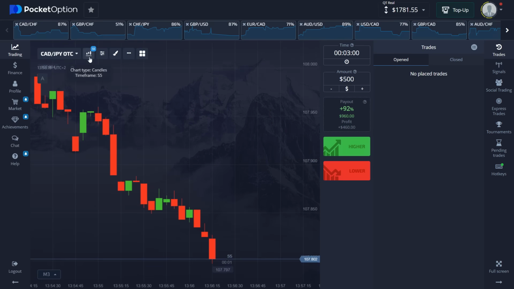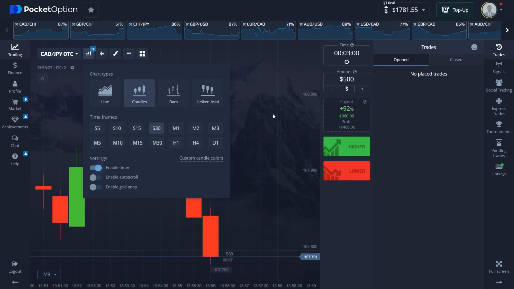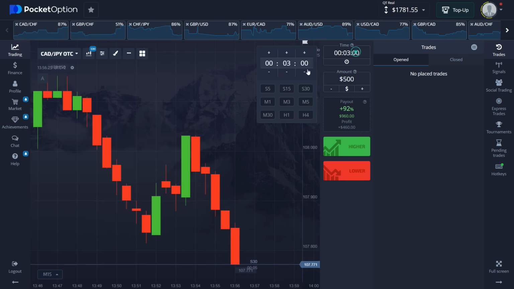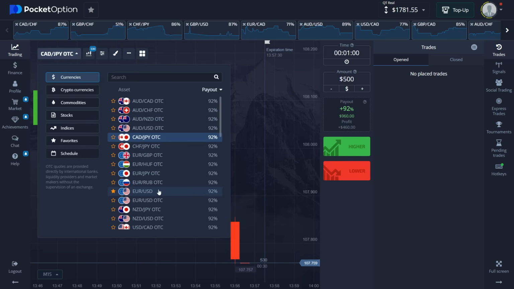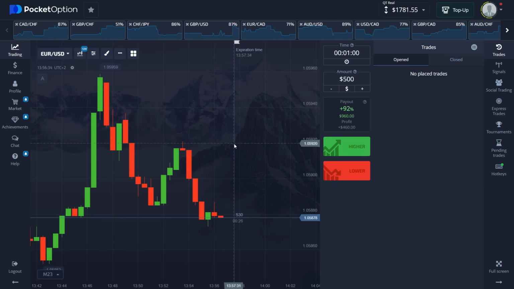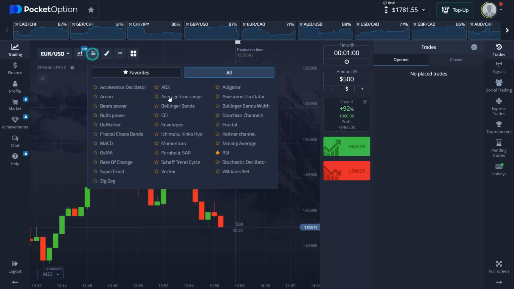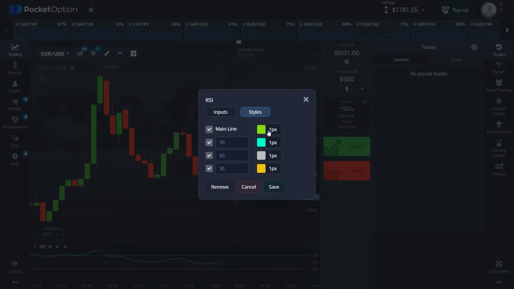So first thing that we change is, of course, the candles. This is a 1 minute strategy, so we're going to use 30 second candles here and 1 minute expiration time. This strategy works for both OTC market and it also works for regular markets. So I'm going to mix different markets just so you see that this actually works. What you need for this strategy is RSI with default settings. Change the thickness of the lines, and that is all you need to do here. You don't need to do anything else.